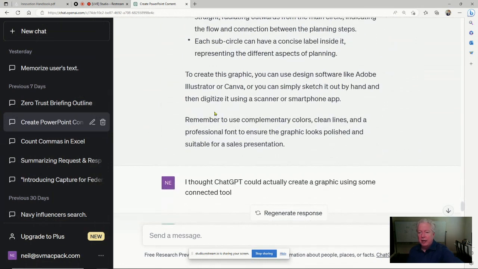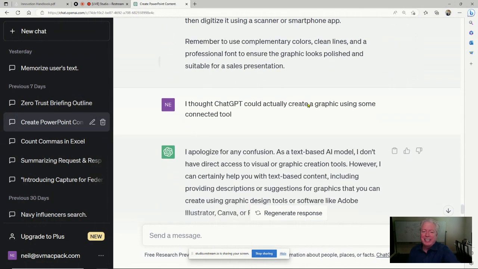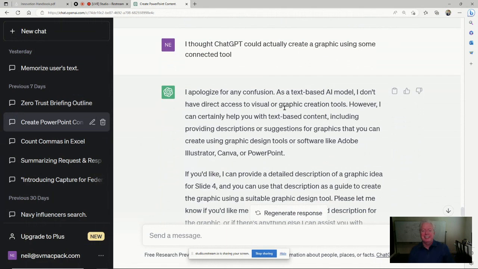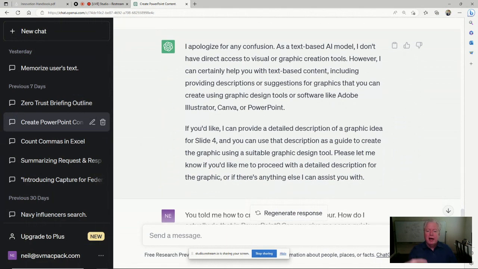And then it said, to create this graphic, you can use Canva or Adobe. I'm like, wait, man, I thought you could do it. And I actually said that to it. I thought ChatGPT could do this. It goes, nah, sorry for the confusion, I'm just a text tool. I can't do that. There are other ways of doing it, but in this free version, which is what I'm teaching you on, it doesn't do that. So anyways, it's saying, I certainly can help you with the text content, not the graphic.